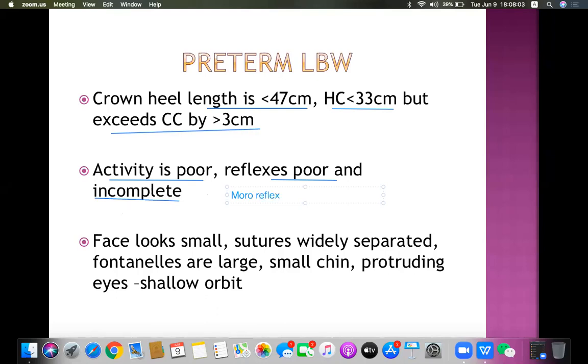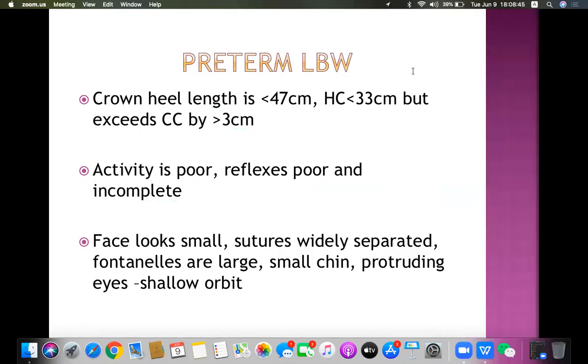Now, when you elicit this Moro reflex in that premature baby, there will be incomplete response. And in case of a full-term healthy baby, there will be a complete response. The face looks small. The sutures are widely separated. The fontanelles are large, especially the anterior and posterior fontanelle. There will be a small chin and protruding eye because of shallow orbit. In one sentence, overall, this baby looks very immature. The baby has not developed any maturity at all.